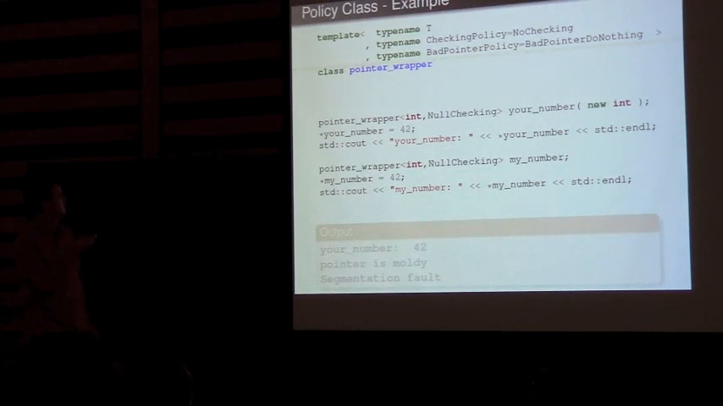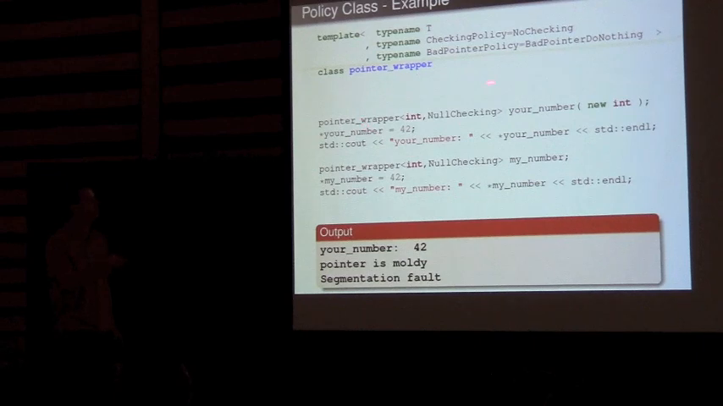Okay, so let's change this to not that, and say that we want now null checking. So we're going to create our pointer wrapper, and it's still going to be of an int, but this time we're going to give it a policy. We don't want the default policy, we want null checking as the policy. The rest of it looks exactly the same, and so now what we get is your number is 42 for the first part. My pointer is moldy and still get my segmentation fault because all I did with my policy was return the value, right? So I'm still dereferencing my null here. But at least I know that it's moldy.